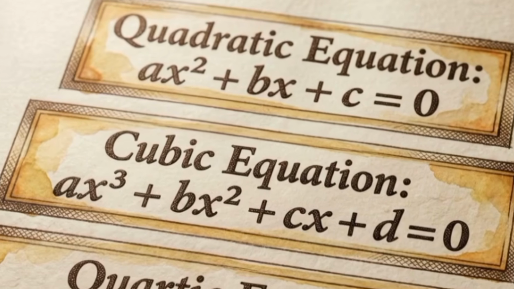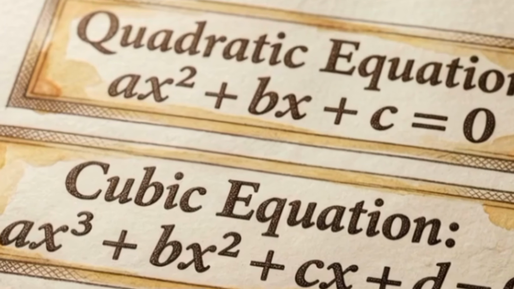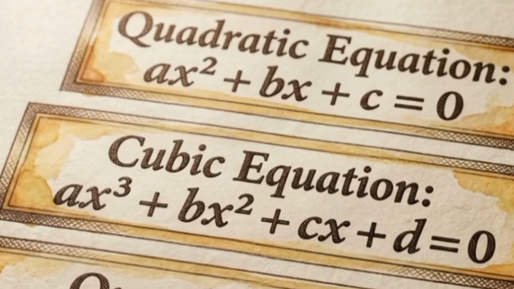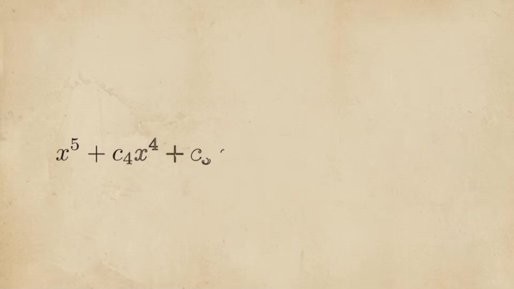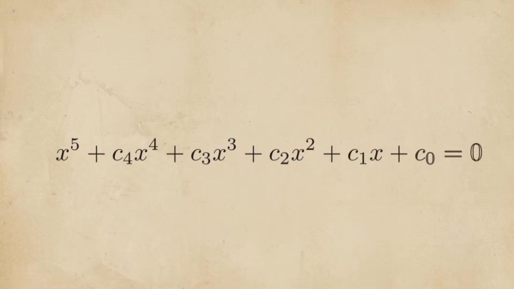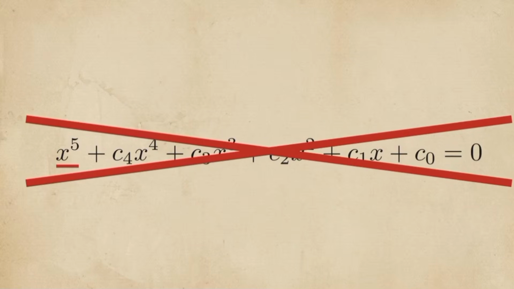This hierarchical list shows how mathematicians successfully climbed the algebraic ladder for centuries. By relying on basic arithmetic and standard root extractions, they built reliable, closed-form formulas to solve quadratic, cubic, and quartic polynomials. But finding a general closed-form solution for a degree 5 polynomial, the general quintic shown here, presented a mathematical blockade that lasted for hundreds of years.